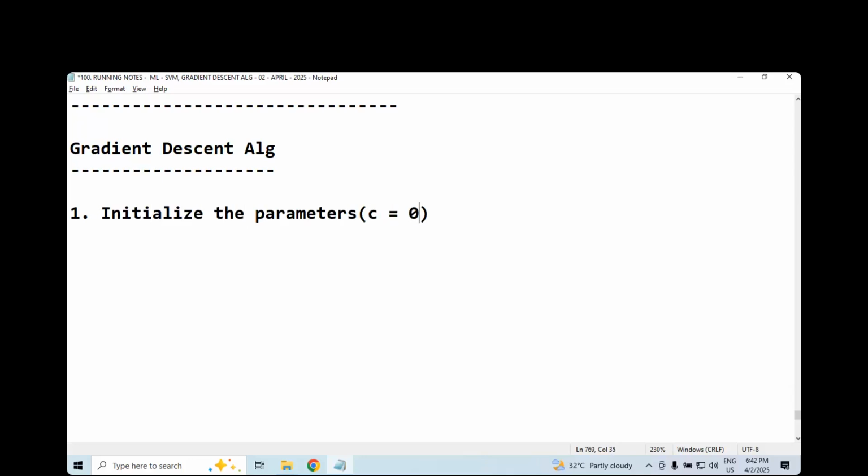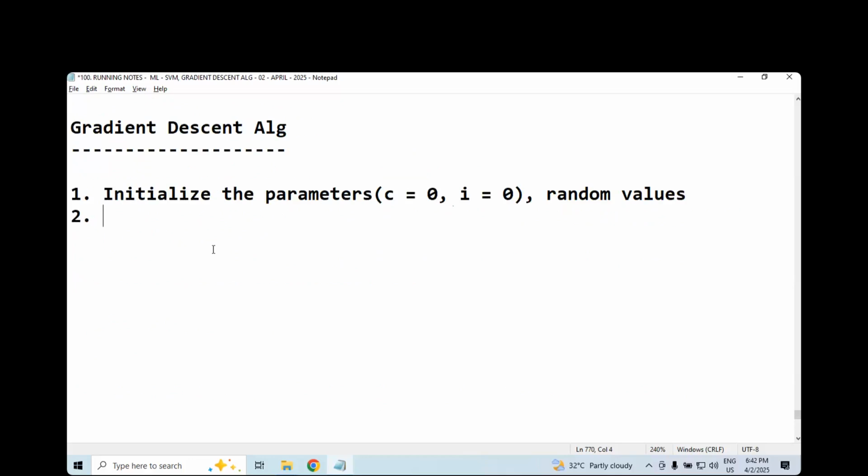Initially, think of c equals 0 and m equals 0, some random parameter values. It will start randomly at some point. Now, who takes care of the next step? The prediction: the ML algorithm is involved. The gradient descent algorithm says, take these parameters and try the prediction. The machine learning algorithm starts doing prediction, and then passes this prediction to the cost function.